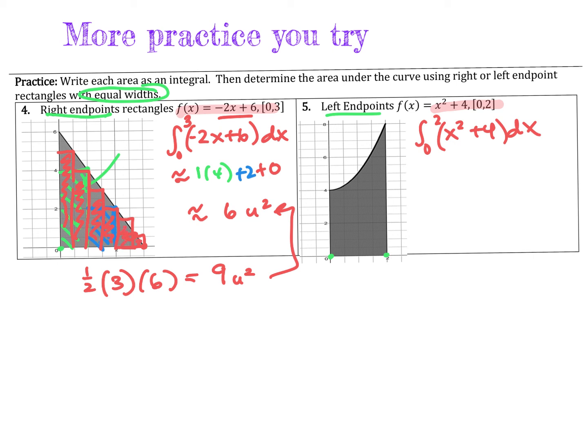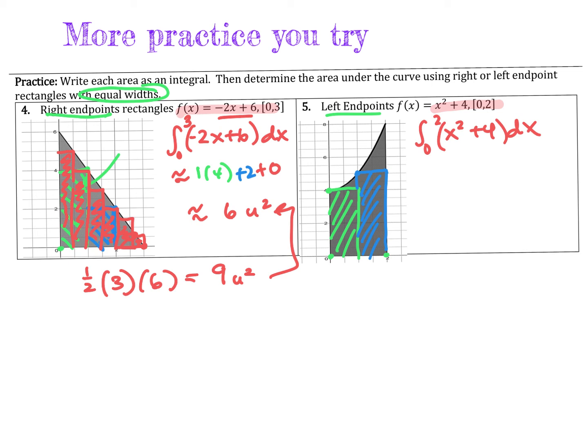All right, moving on to number 5. So again, since the only requirement in the directions is that we use rectangles with equal width, there are many correct answers here. So I am choosing to look at 2 rectangles. Each of those rectangles would have a width of 1, and then I'm going to add the area of those 2 rectangles together. But again, if you used more rectangles, you're getting closer to the actual area. And since this problem doesn't give any other specifications, both answers would be accurate.